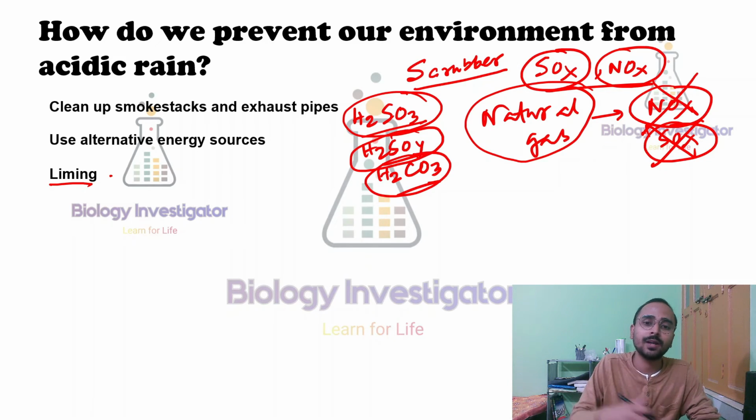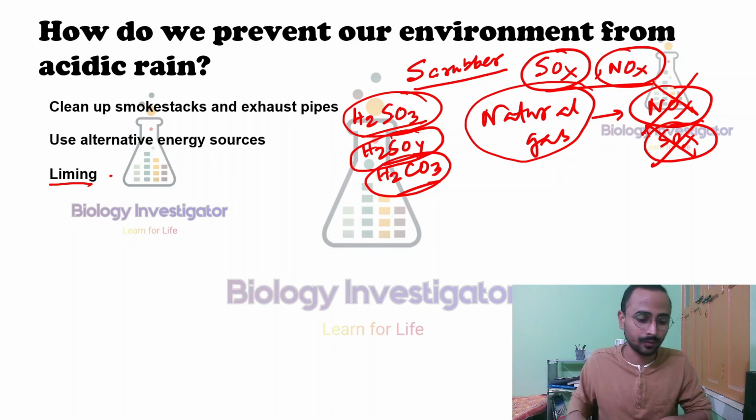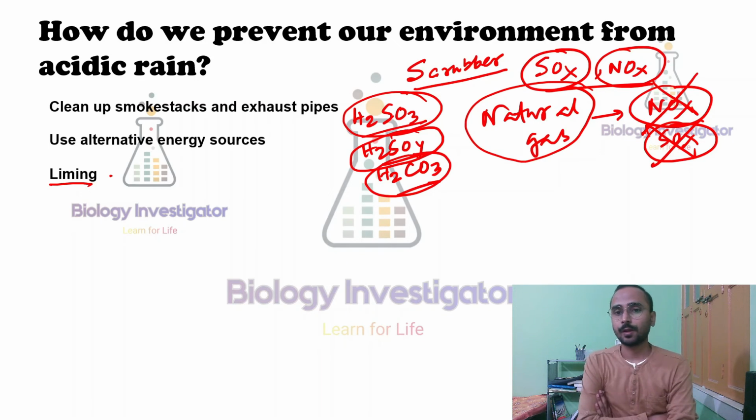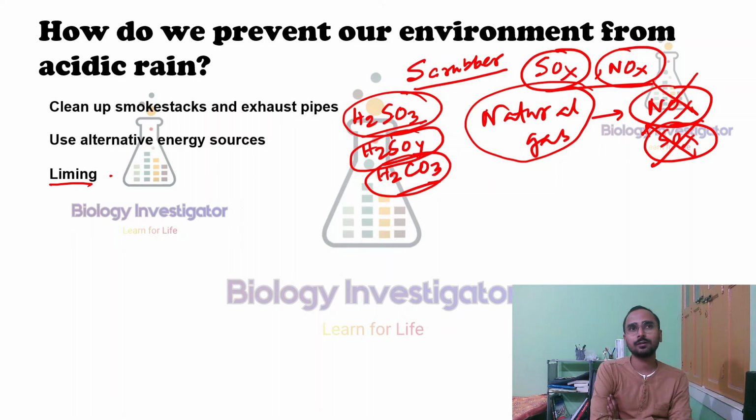Got it? So in this way we can prevent our environment from acid rain. And last, if we can control the environmental pollution by preventing the emission of SOx and NOx, then we can easily avoid the formation of acid rain.